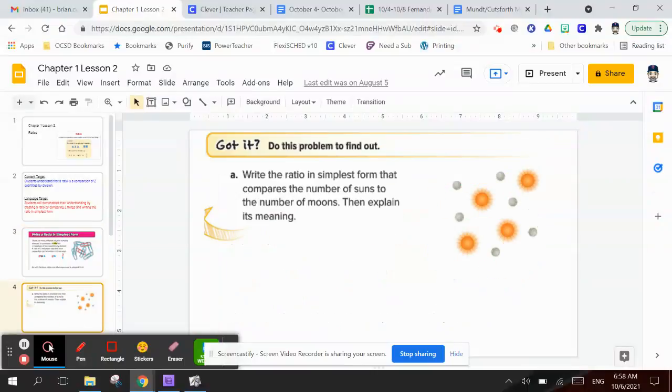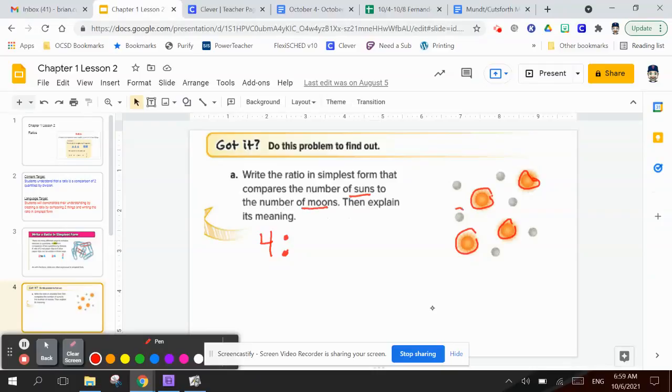So we look at the got it problem. Letter A, write a ratio in simplest form that compares the number of suns to the number of moons. Then explain its meaning. So we want to look for the number of suns. So if there's suns, there's 1, 2, 3, 4. Whatever that first one is, that's the one that you have to use. Now, whichever ratio you'd like to use, that's fine too. I like the dots myself. And we're going to compare that to the number of moons. Well, there's 1, 2, 3, 4, 5, 6 moons.